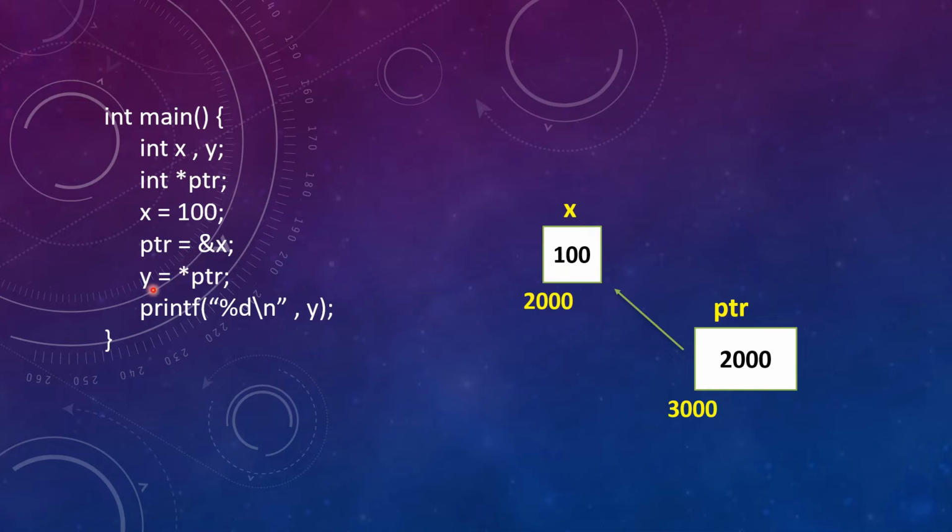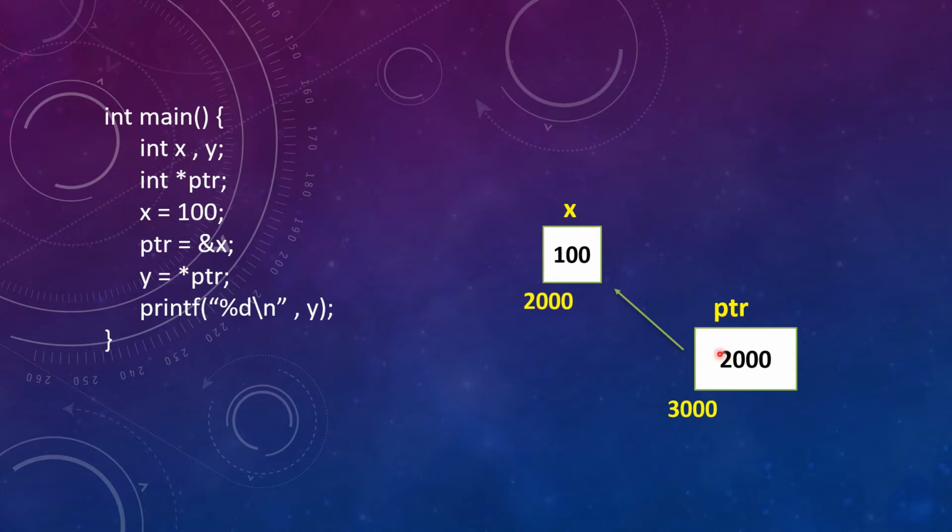Now we are assigning star ptr value to y. What is this star ptr? You need to understand this very clearly. Just hide the star and read only what is written: ptr. Go to ptr. What is the value there? 2000. Keep in mind that the value is 2000. Now unhide the star.